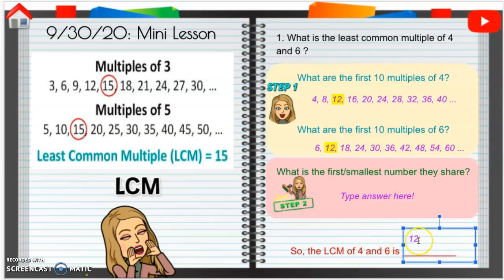So the first number that 4 and 6 can go into, the smallest number that 4 and 6 can go into, is 12. So that is all for the least common multiple.